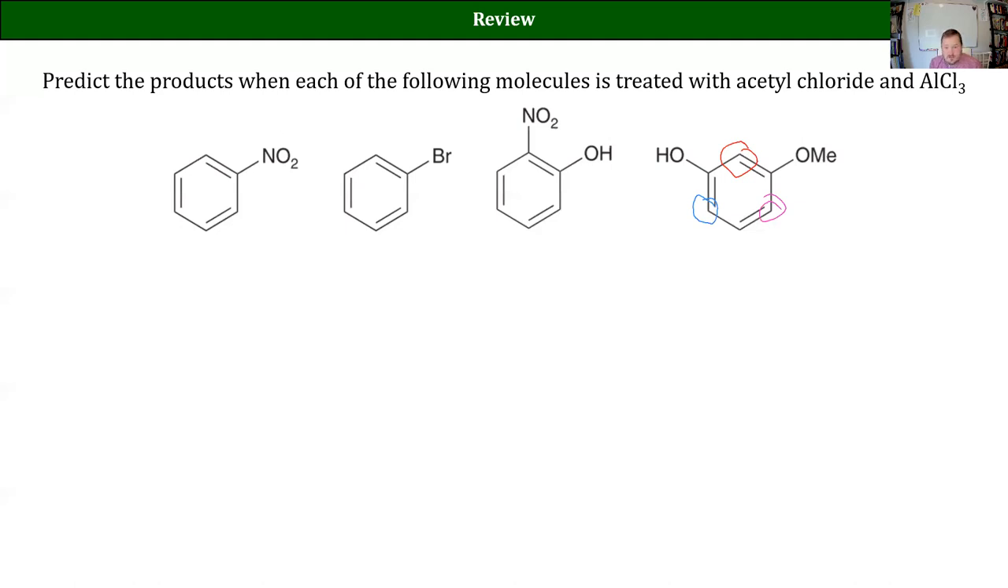Those are the three carbons that we could put our acetyl group on, and we can tell the difference. We'll get three different isomers based on where we put that. The red and the blue are both ortho to the alcohol, but they're distinct from each other because the red is ortho to both the alcohol and the methoxy, and the blue is ortho to the alcohol, but para to the methoxy.